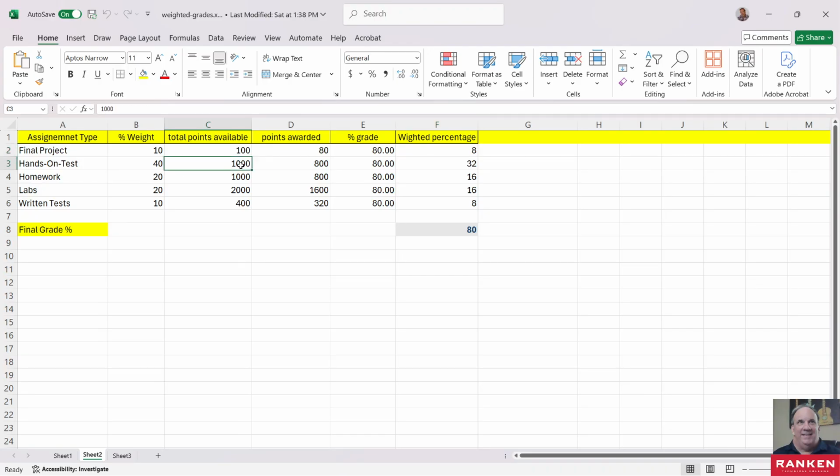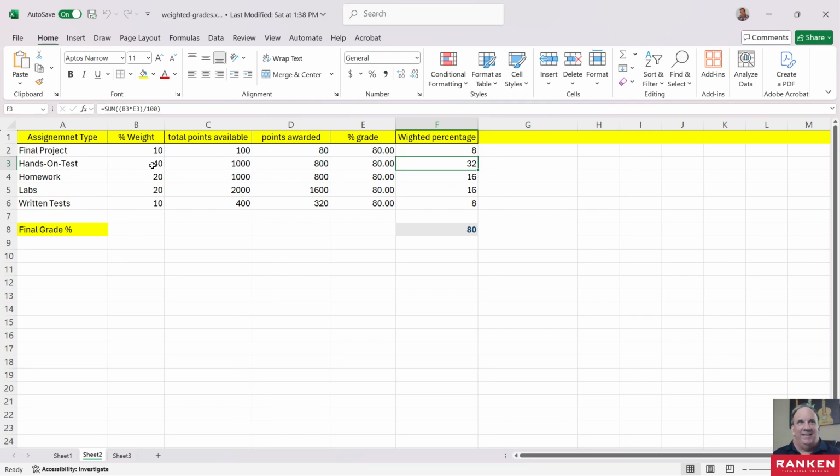So your hands-on test, let's say it was a total points available. And this isn't an accurate amount of points here. This is just for illustrative purposes. So let's just say you have 1,000 points total on hands-on test, and you get 800 of them. That's an 80, and you do the same thing. It's going to be 40% of 80. It's going to be 32.